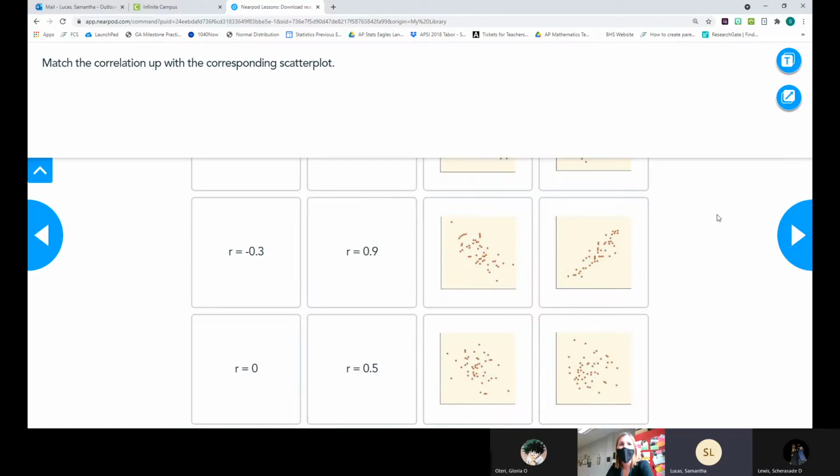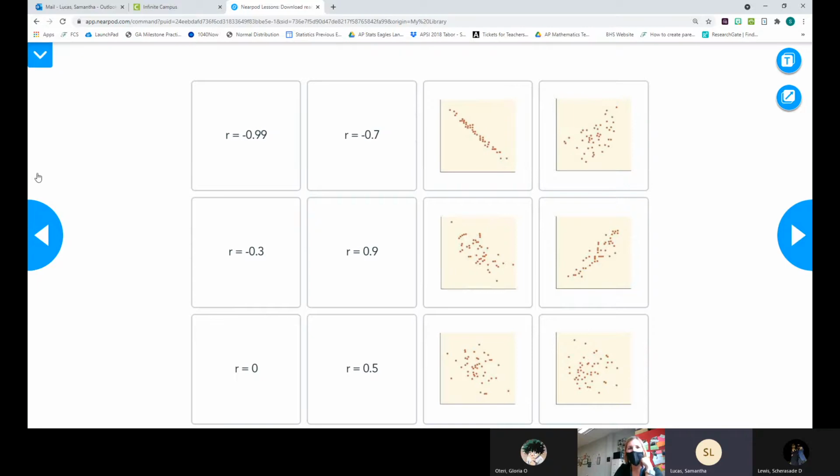All right, here's a quick matching just to remind you about correlation coefficients. So go ahead and give it your best shot. I'll time you for a minute. So you're going to match up the correlation coefficients. I'll give you a minute on the clock.